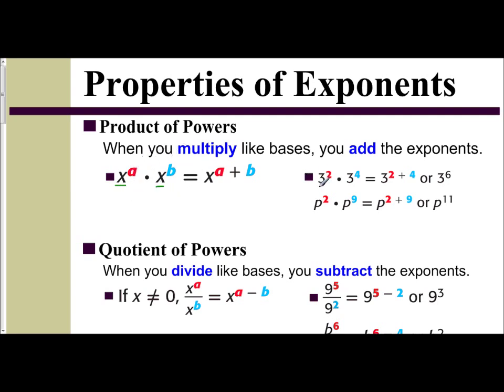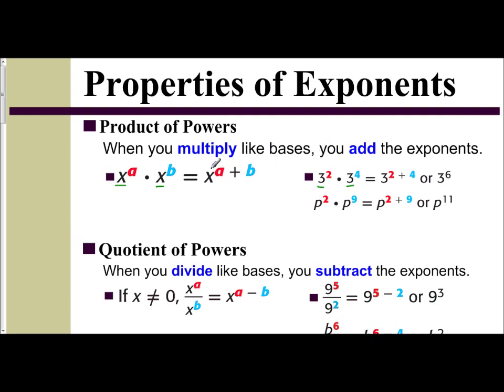The same goes over here. If I have 3 squared and 3 to the 4th, since I have the same base, I can add my exponents of 2 and 4 and get 6. Or p squared times p to the 9th would be p to the 11th. So you multiply like bases, you add the exponents.